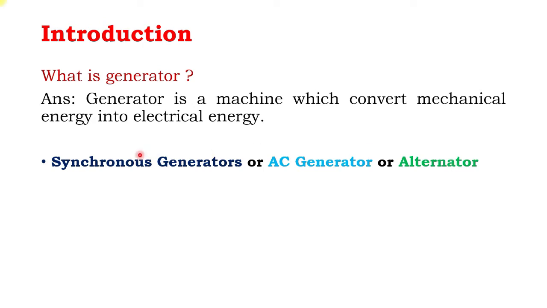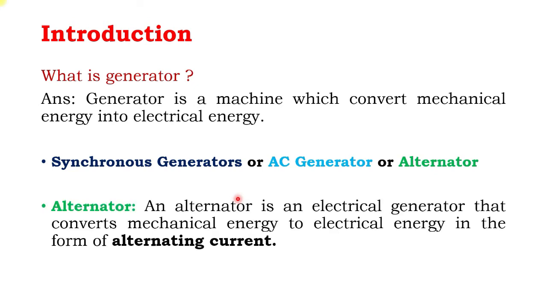It has two different names apart from AC generator. The first one is called synchronous generator. The second one is called alternator. Why they are calling AC generator an alternator and synchronous generator, we'll see in the upcoming slides. First of all, we'll see what is meant by alternator. An alternator is an electrical generator that converts mechanical energy into electrical energy in the form of alternating current. That's why AC generator is called alternator.